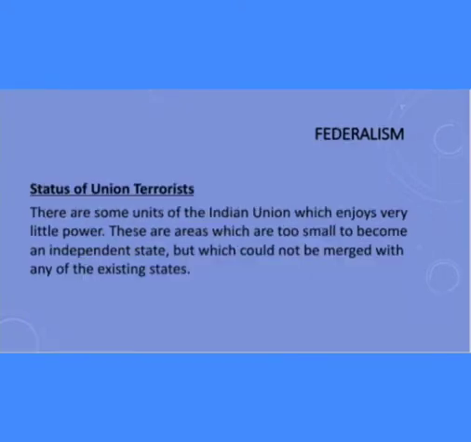Now we will look at the status of union territories. There are some units of the Indian Union which enjoy very little power. These are areas which are too small to become an independent state, but which could not be merged with any of the existing states. These areas like Chandigarh, Lakshadweep, Delhi are called union territories. These territories do not have the power of a state. The central government has special power in running these areas.